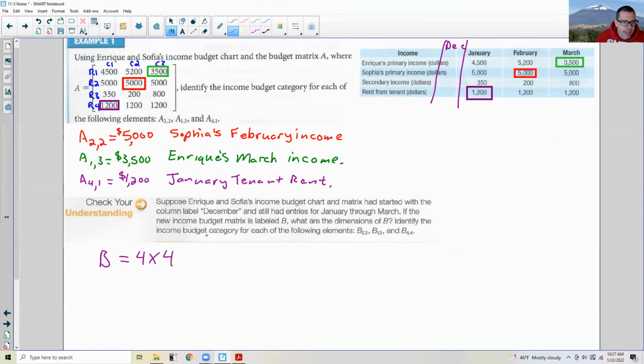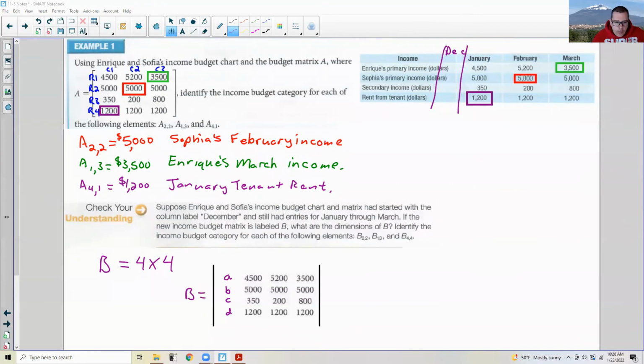It says identify the income budget category for each of the following elements: B2,2, B1,3, and B4,4. So let me create a matrix for that, and then we will answer that with a matrix with new values. Here's what I did: I took matrix A, widened the brackets, and put a new column in. So this would be December, January, February, March. We already had January, February, March, and I just put A, B, C, and D for values because we don't have a dollar value for any of these.